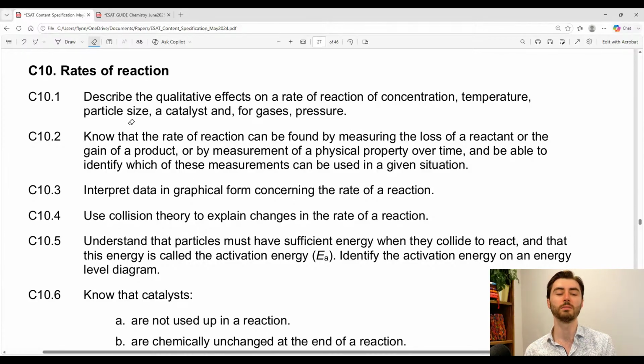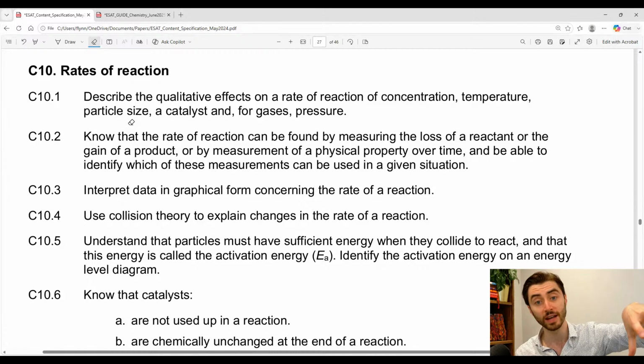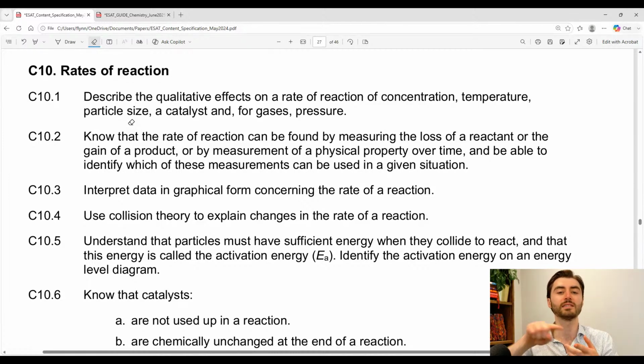Particle size. So the finer the thing, the bigger the surface area of a solid, the bigger the rate of reaction because you get more collisions. Catalysts decrease the activation energy. So it does not change the number of collisions, but it does change the proportion that are successful. And for gaseous pressure, increased rate of reaction.